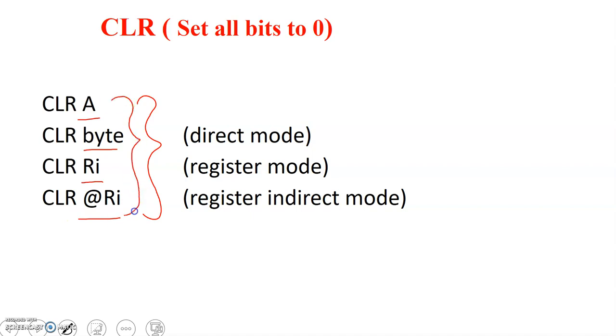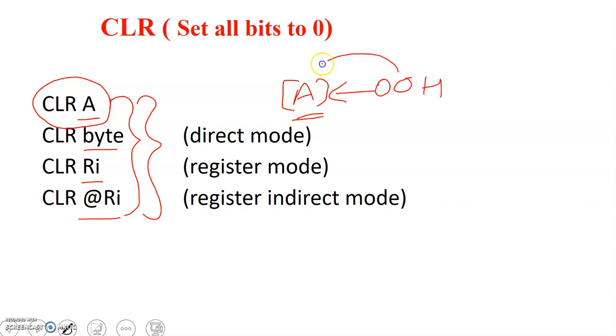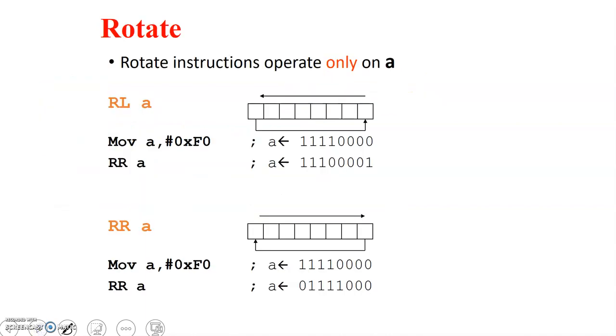So all types of mode are possible in case of clear instruction. Basically it moves 00H to, say for example, if I am trying to clear A, then A will be copied with this value 00 and so on. Let's move on. Now let's see the rotate instruction.